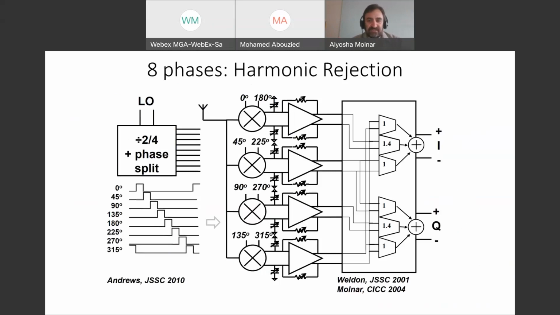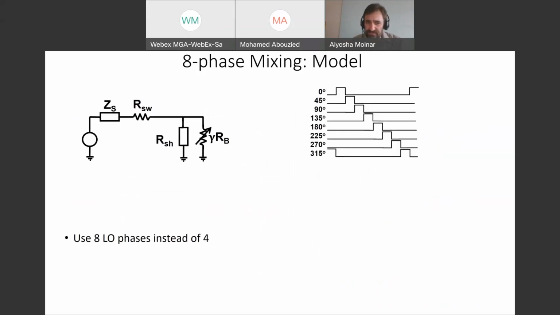And that gives you the classic benefits that Weldon showed 20 years ago of giving you harmonic rejection in the down-converted artifacts. However, it also has interesting effects on the core loss parameters. So now we're using 8 phases instead of 4 with these narrower pulses. If we recompute our basic sampling function, we find that it's a slightly larger number than before. Before it was 0.9, now it's more like 0.98.